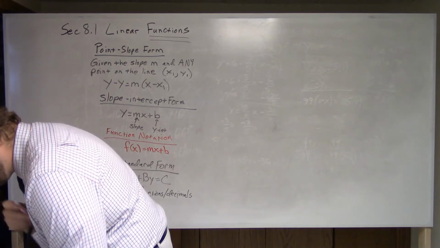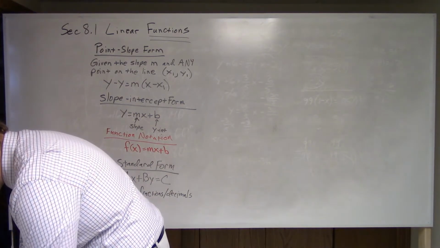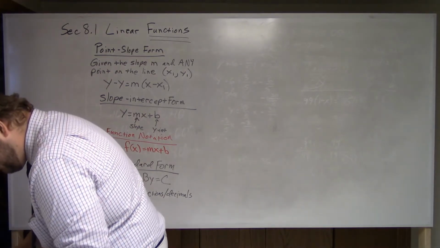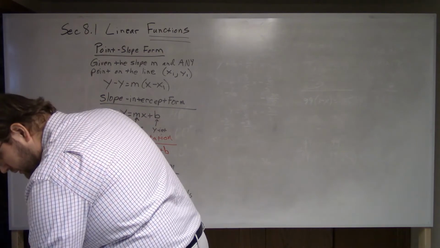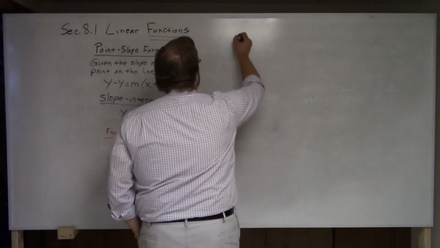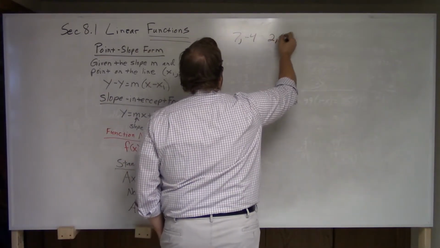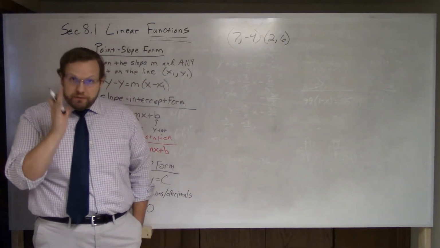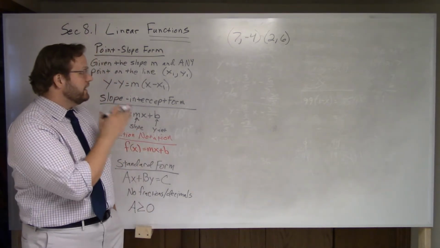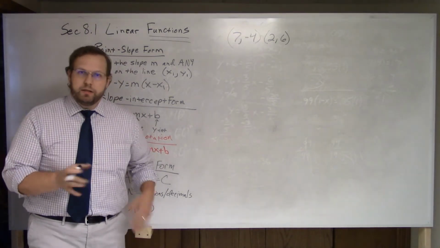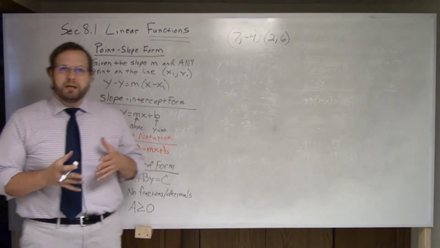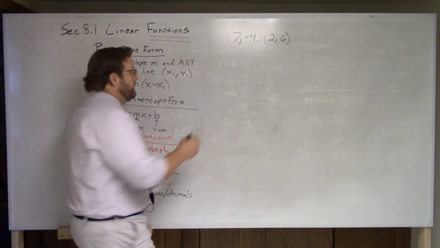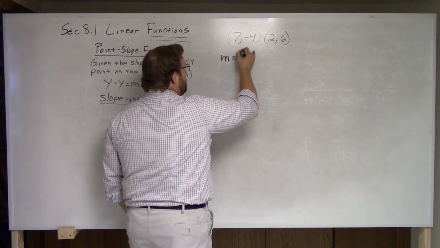How about something like this? Again, I'm looking for standard form, and I have a line that goes through those 2 points. Now, in the previous example, I started with point slope form, but what am I missing? I don't have a slope yet. I can get a slope by going back to that slope formula.